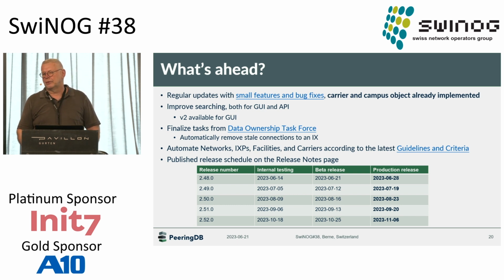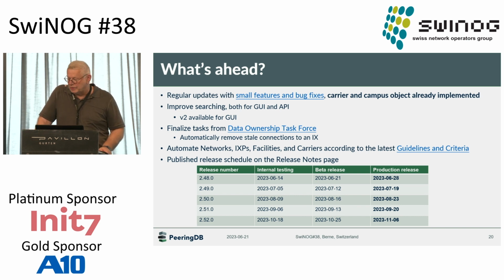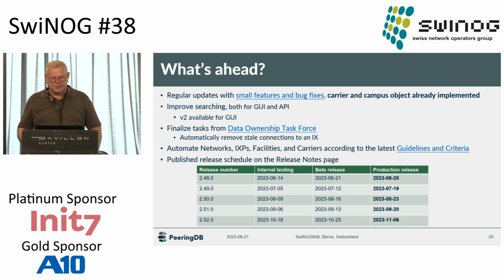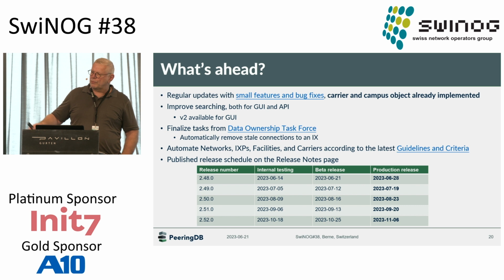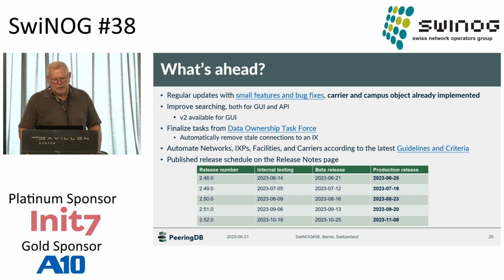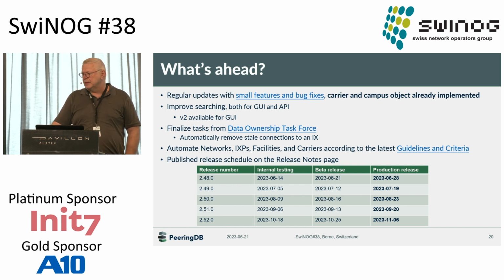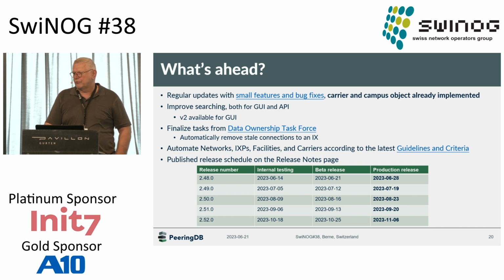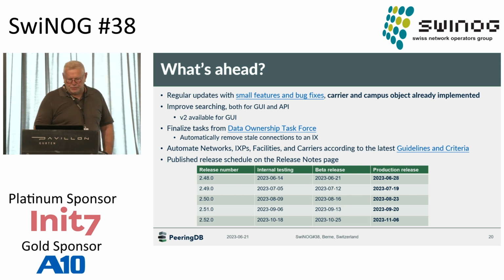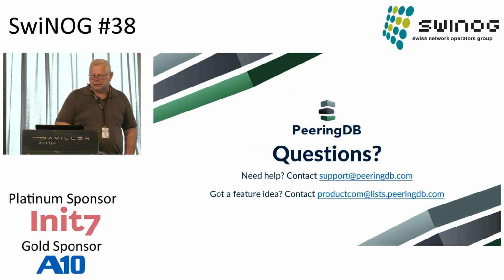PeeringDB deploys a new version almost every month, and we have a strict release schedule for that. We have release numbers, then internal testing and a beta release. We have a beta website, beta.peeringdb.com, where you can test new features, and a week later we put it into production. Here are the upcoming releases. Today we put 2.48 in beta, and we'll put it into production next week.